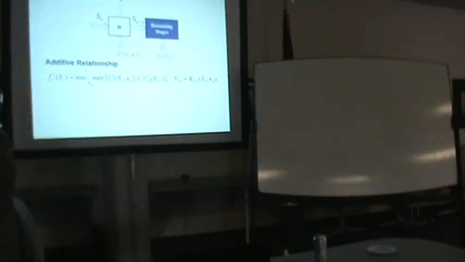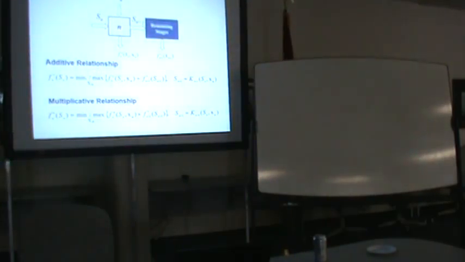Now, there are two typical types of relationships. One is additive. The additive relationship is because of this plus here. And the other one is multiplicative, because of this times sign, the multiplication sign there. You look at the two, they look identical. This is an optimization of Fn of Sn. The optimization is over Xn here and there. And the optimization could be a minimization or a maximization.